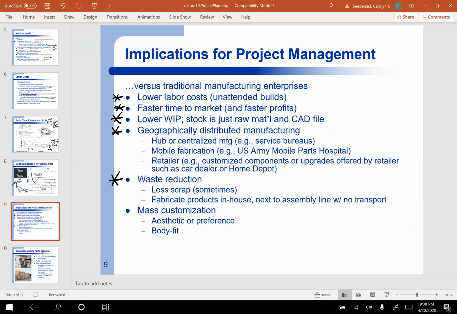You can fabricate products in-house next to the assembly line with no transport, so you know that's faster, cheaper, more efficient. And then finally, you can customize, right? They can be body fitting, aesthetic, etc. And that might even help you reduce material.